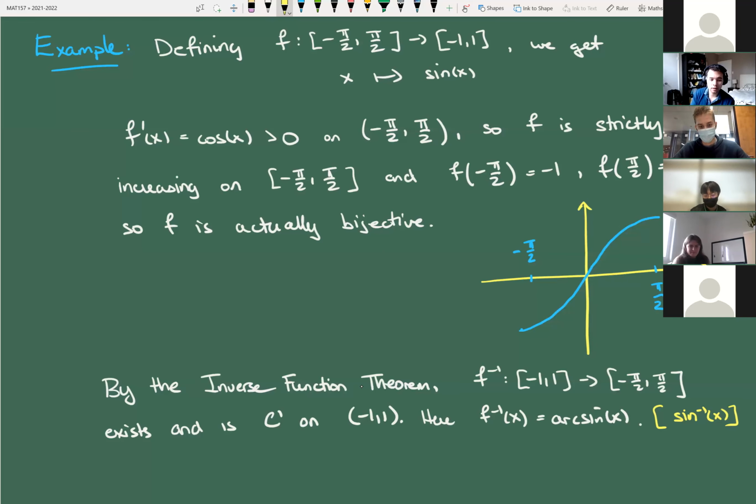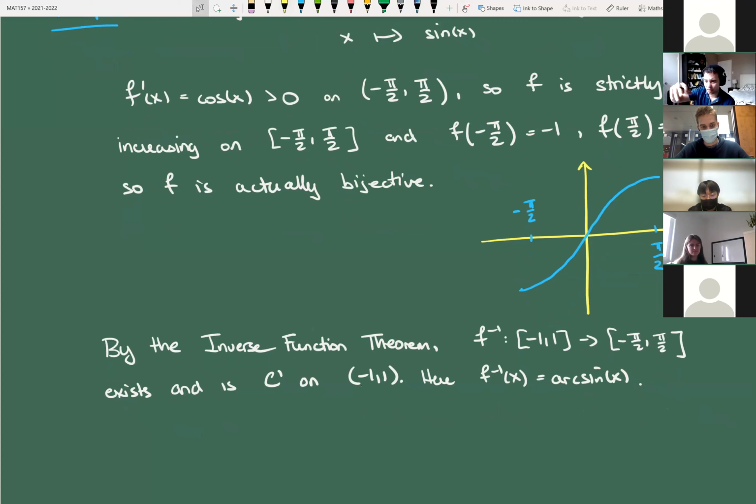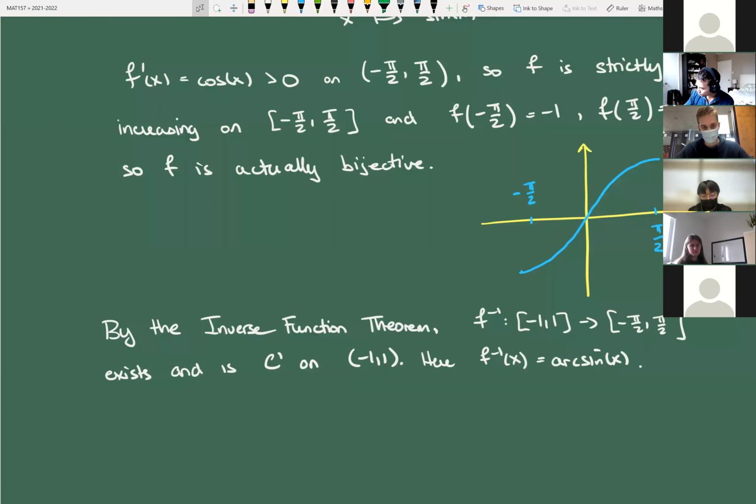Yeah, well, which one is used in physics, the arc or the -1 in the exponent? Yeah, because they're lazy. But it's even easier to type out. When you're LaTeXing, it's easier to type out arcsine than sine inverse, right? Because for sine inverse, you have to put everything in brackets. It's very annoying.